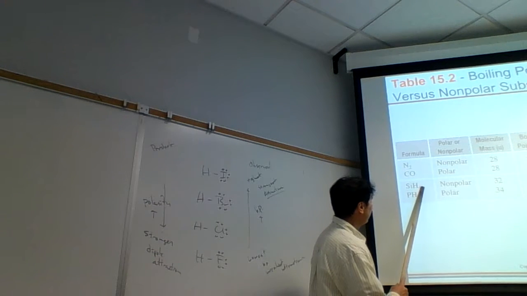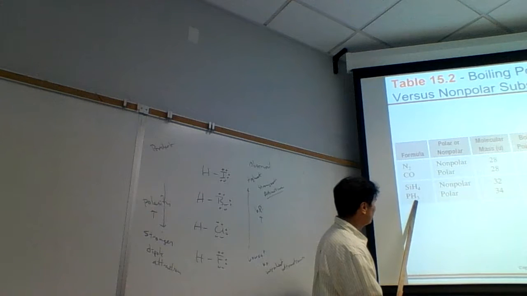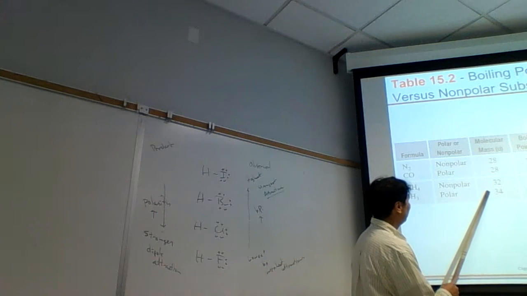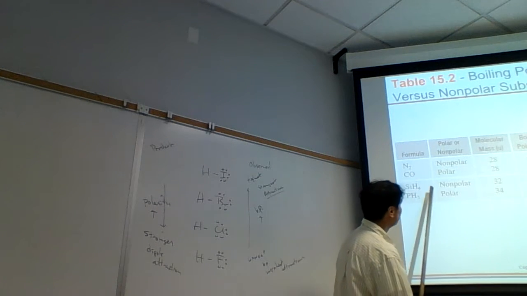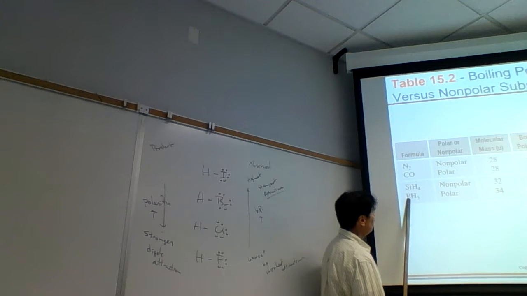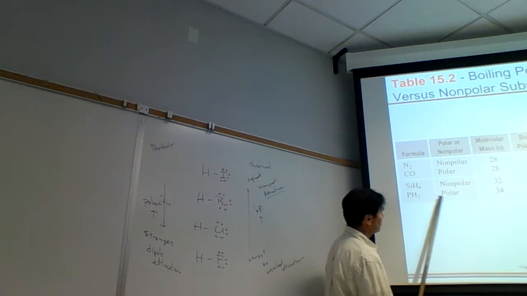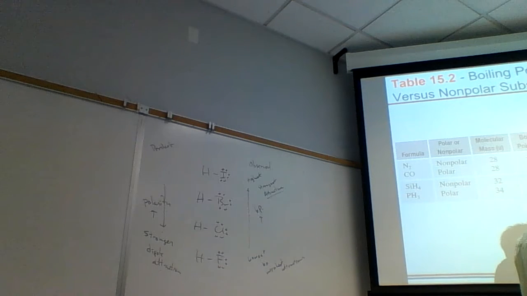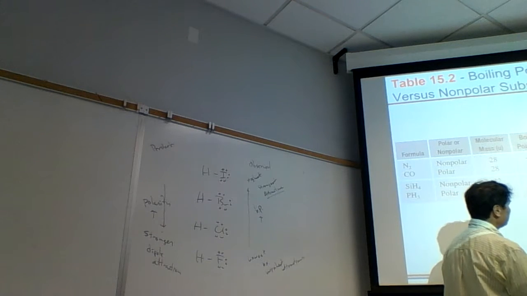Here we're looking at silane, or silicon tetrahydride, versus phosphine, or phosphorus trihydride. Here, the dispersion forces are roughly the same, 32, 34. But phosphine is much more polar, so it's going to have a higher boiling point. So the more polar it is, the higher the boiling point, as long as we keep the masses the same. So nonpolar versus polar, polar is going to have a higher boiling point as long as the masses, or dispersion force, are about the same.